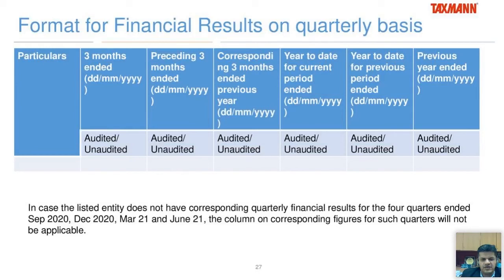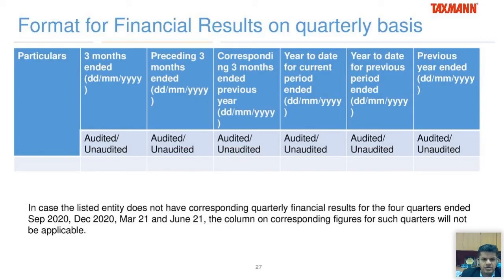The relaxation which they have now given is in the footnote, which says that in case of a listed entity that does not have corresponding quarterly financial results for the 4 quarters ended September 2020, December 2020, March 2021 and June 2021, the column on the corresponding figure for such quarters will not be applicable. So basically SEBI is saying that as a debt listed company, you may not have been preparing quarterly financial statements in the past. So the comparative information for September 2020, December 2020, March 2021 or June 2021 need not be furnished.